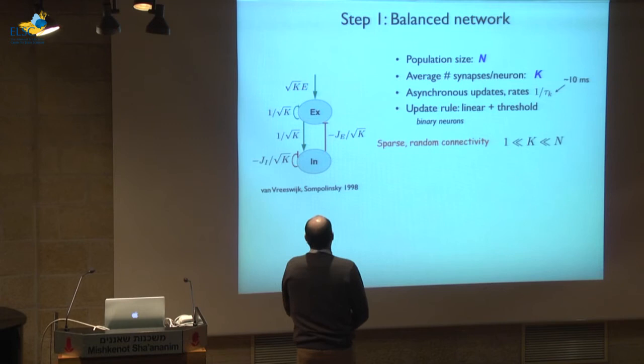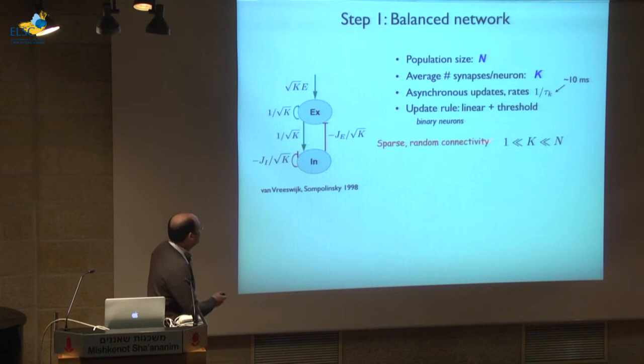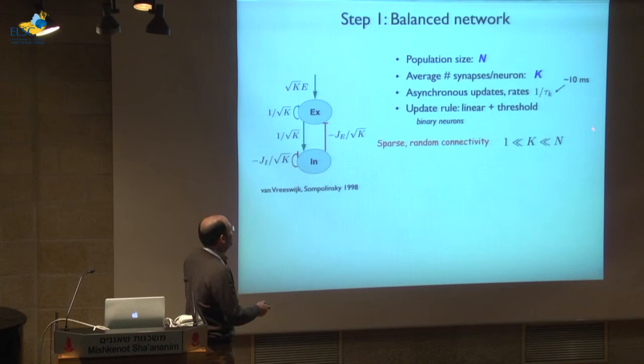What else? It's very important in this case that we choose the connectivity in the way shown here. So we have a very large number of neurons. We have also a large number of synapses, maybe 1,000 or 10,000. But k, the number of synapses, is small compared to n. So there's little overlap between the inputs to different neurons.